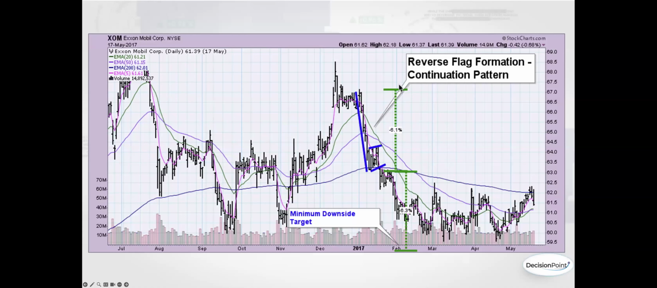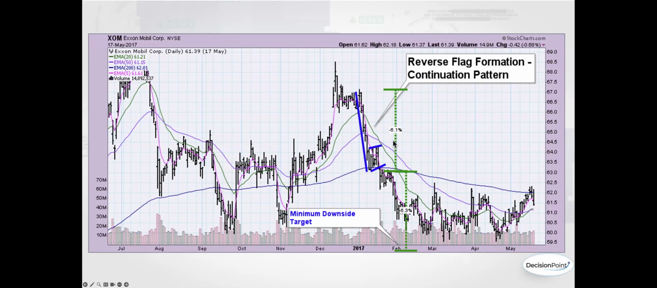So here we had the height of the pattern. We took the minimum downside target. We can take the height of the pattern and subtract it from the bottom of the pattern. That tells you where to expect price to get to. In this case, it didn't get all the way down to that target, but that's sort of what you're looking for.